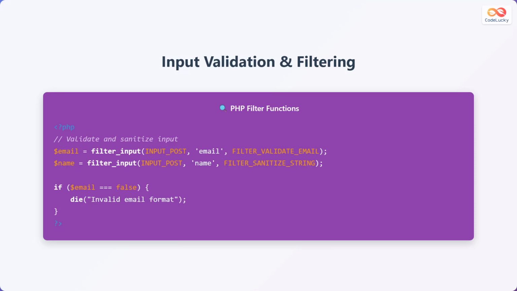Another crucial aspect of XSS prevention is input validation and filtering. Here's an example using PHP's filter functions. The filter_input function allows you to validate and sanitize input from various sources such as POST or GET requests. In this example, we're validating an email address using the FILTER_VALIDATE_EMAIL filter and sanitizing a name input using FILTER_SANITIZE_STRING. If the email is invalid, the script will stop to prevent further processing of malicious data. This helps ensure that only valid and safe data is processed by your application.